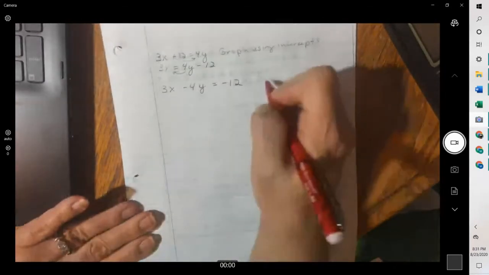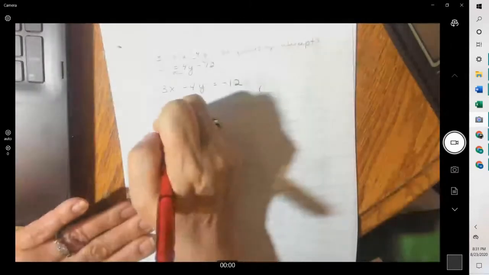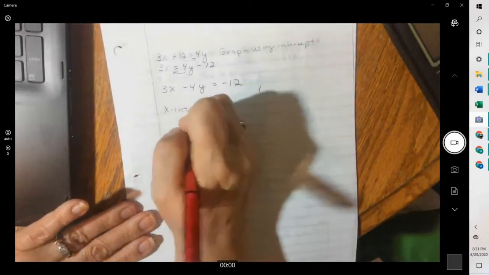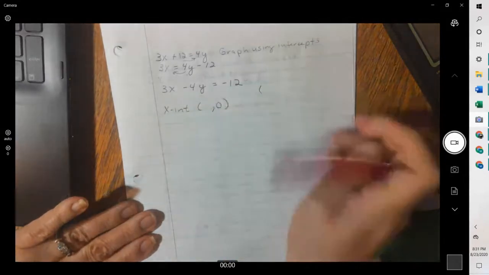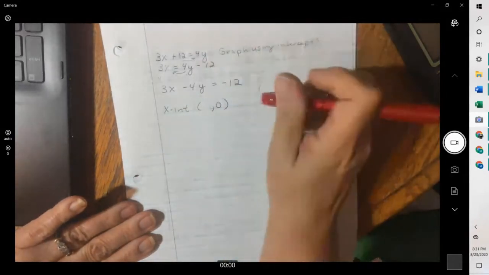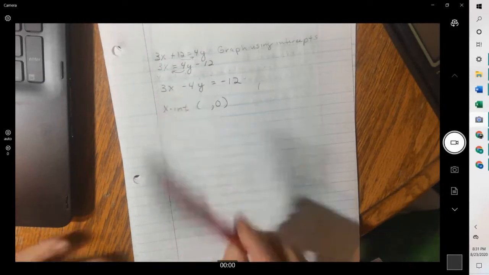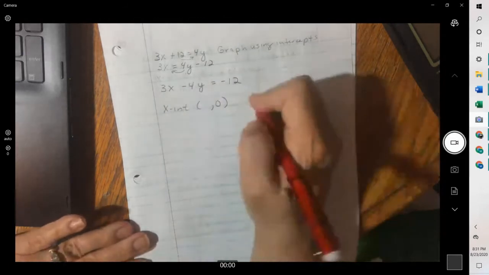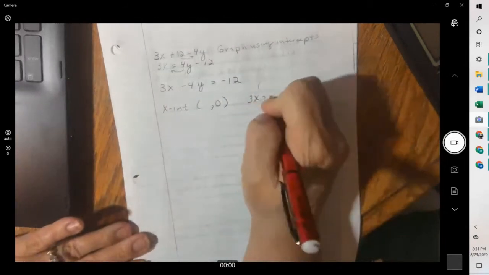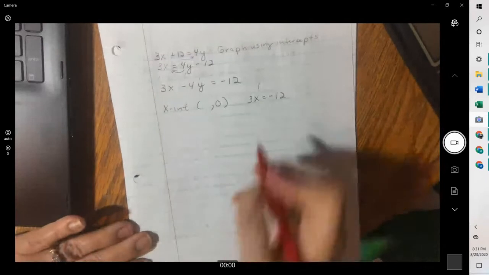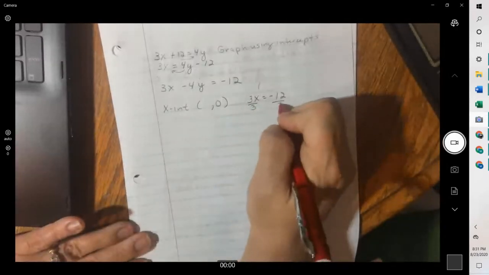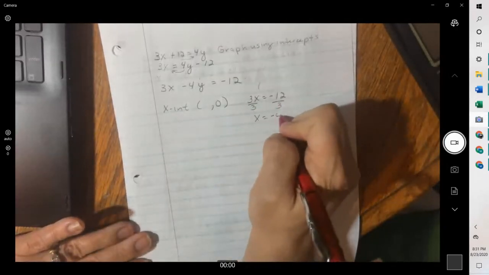So now when I want to find the x-intercept, that's when y is 0. Now if y is 0, this drops out, and we have 3x equals a negative 12. Divide by 3, x equals a negative 4.